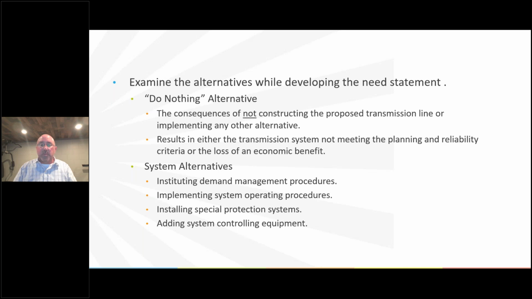We also have system alternatives. There will always be system alternatives to building the new transmission line that must be evaluated. The basic question to answer is, would implementation of any of these system alternatives make the proposed transmission line unnecessary? So we're talking about instituting demand management procedures, implementing system operating procedures to obtain the desired results, installing special protection systems, or adding system controlling equipment.